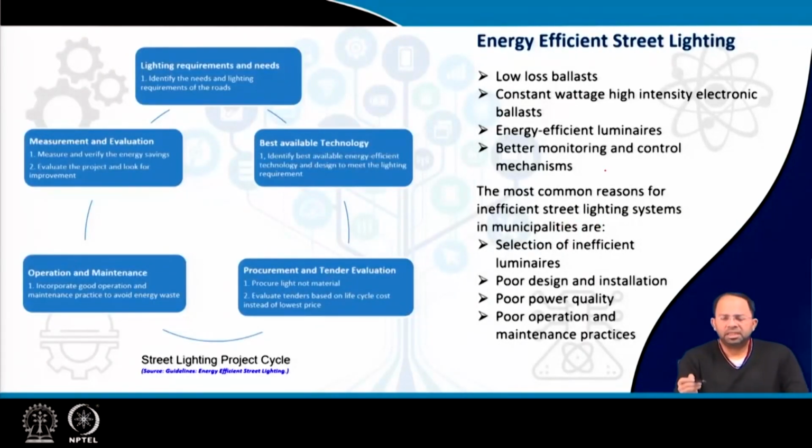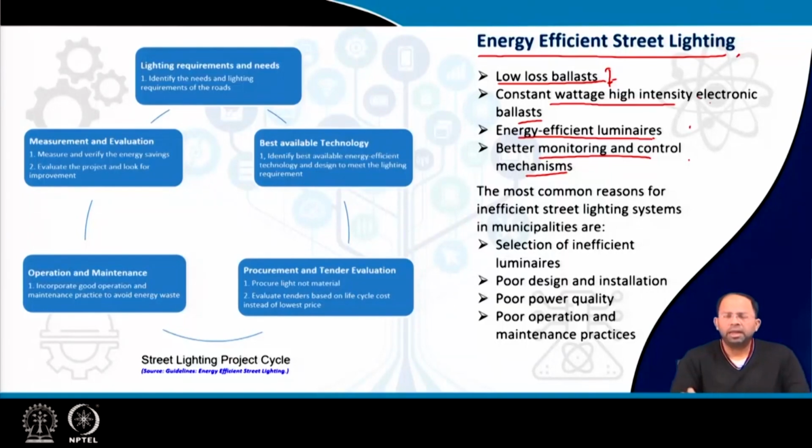So for energy efficient street lighting, these projects are going on in urban areas in today's context. Usually we will go with low loss ballast, that means the electronic component that controls the supply of electricity and other aspects in a luminaire. We will go in such a case that there is less loss of energy over here. Then constant wattage high intensity electronic ballast is preferred instead of electromagnetic ballast. Then energy efficient luminaires, better monitoring and control mechanism. So we have to improve upon all these different aspects, not only one, in all aspects.